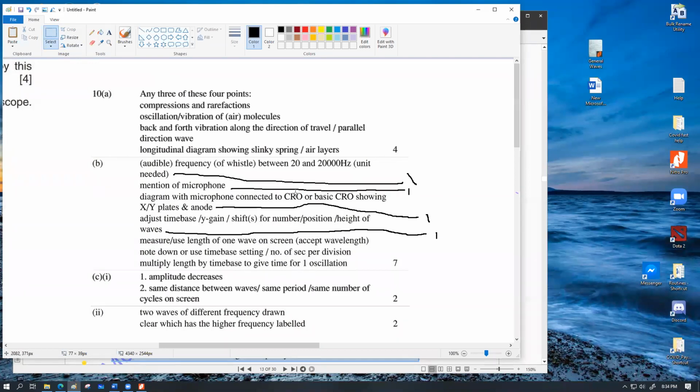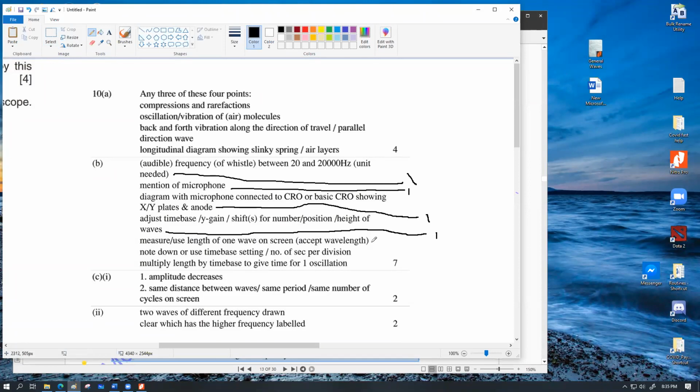Diagram with microphone connected to CRO, or basic CRO showing XY plates and anode. So you can simply draw a basic CRO diagram, just draw a rectangle and label it as CRO, that should work. XY plate and anode is optional, or it says, understand? XY plates and anode are inside the CRO, how they work I haven't taught you yet, I will teach. That is why I said this is not specially important for this question.